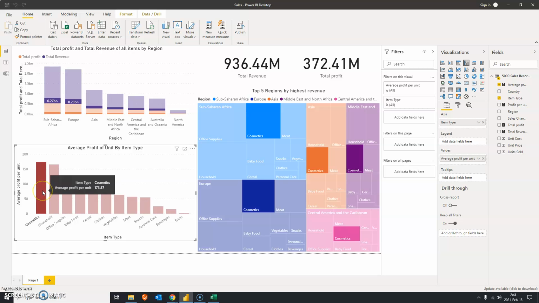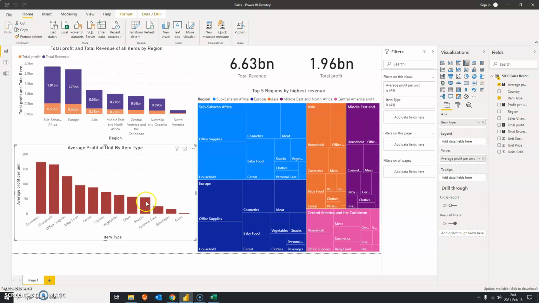And this one is average profit per unit by item type. The first one is cosmetics, which is the most profitable in this market. Cosmetics has a 173.87 average profit per unit. Then the household items, in descending order, and the last one is fruit. Fruit has the lowest profit margin.